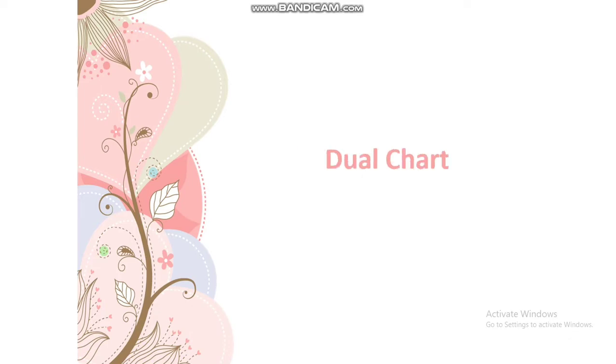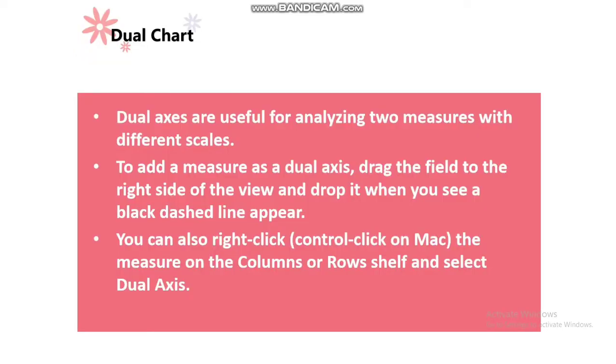In today's video, I'm going to talk about dual axis or dual chart in Tableau. Let's get started. Dual axes are useful for analyzing two measures with different scales. To add a measure as a dual axis, drag the field to the right side of the view and drop it. When you see a black dashed line appear, you can also right click the measure on the columns or row shelf and select dual axis.